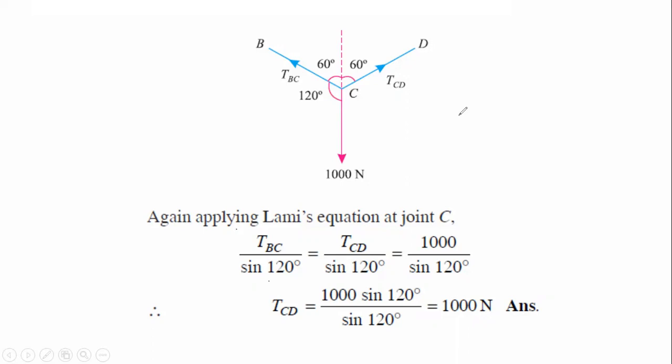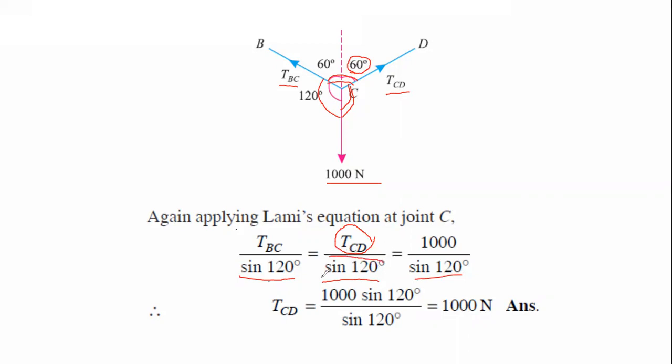Here again we have to use Lami's theorem. According to Lami's theorem, the tension in BC is proportional to the sine of the angle between the other two forces. This angle will be 180 minus 60, which is 120. That's why TBC upon sine 120. Next is the tension in CD, whose opposite side angle is 120, that's why sine 120 here. And for the 1000 Newton force, the angle between the other forces is again sine 120. Now we have to find TCD, the tension in CD.